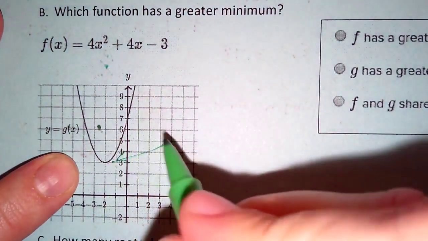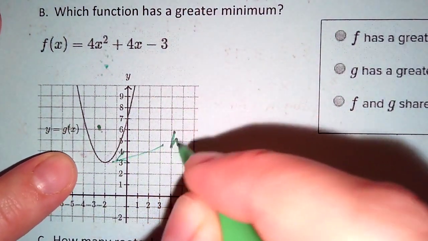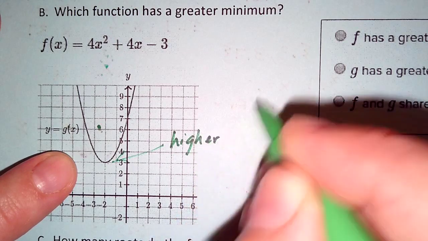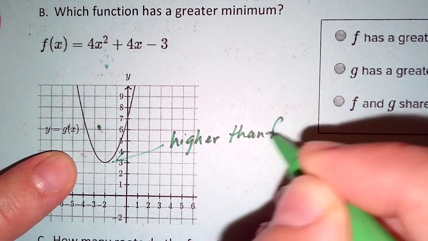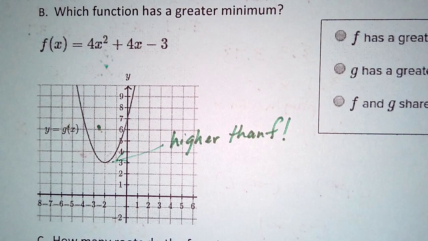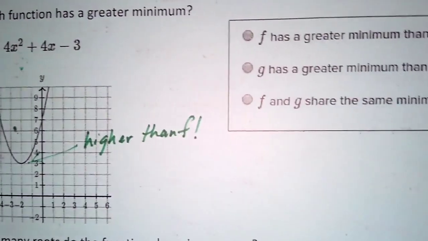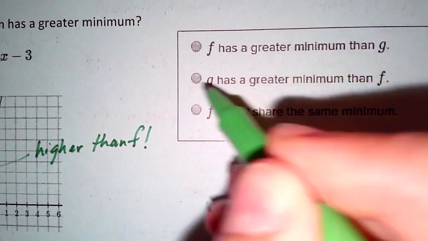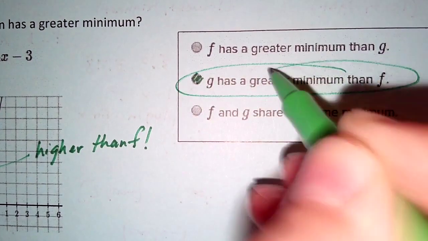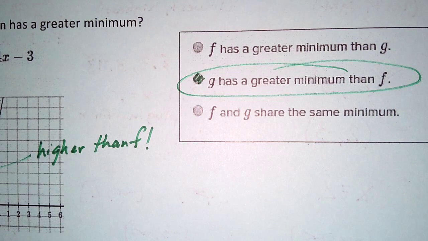So here, I'm even going to write higher than F. So it has a greater minimum. So which one says G has a greater? The second one. Okay. And the last one.